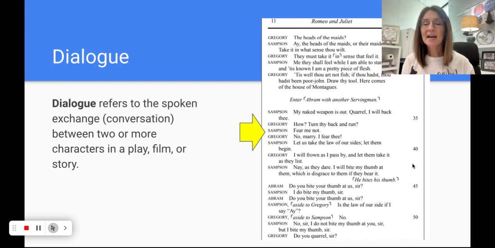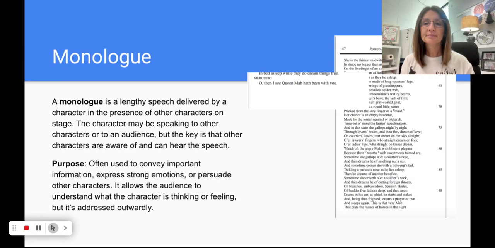Next is dialogue, and this is a conversation between two or more characters. And so you can see the back and forth dialogue with Gregory and Sampson, and how it goes back and forth. It is a conversation between two or more characters in the play.